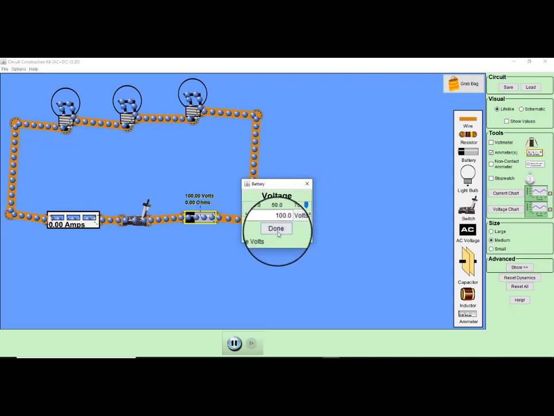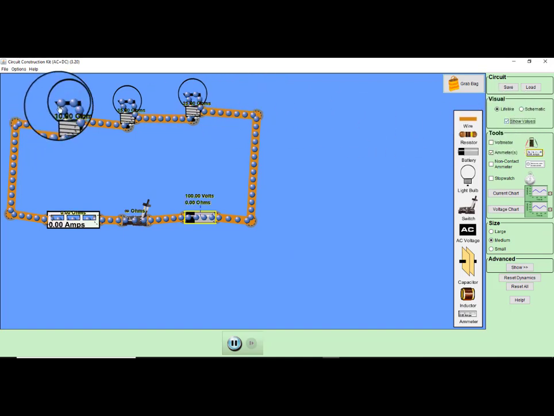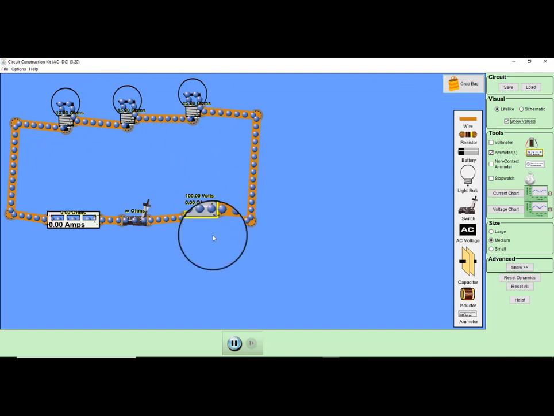So maximum voltage. Now what I will do, I will click on show values to display all the values. So resistance of this bulb is 10 ohm, this 15 ohm, this 25 ohm. This battery voltage is 100 volt. Its internal resistance is 0 ohm. So this is a switch. As the switch is in open condition, its resistance will be infinite. Now as no current is flowing, the indication on the ammeter is 0.